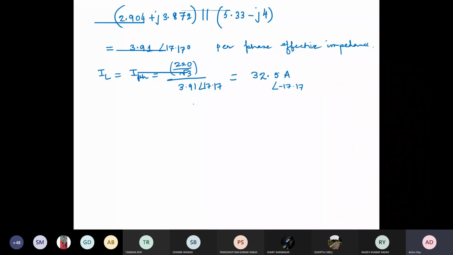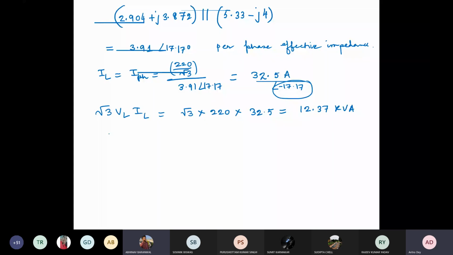Okay, so that you get. So if you know IL, then you can find out total volt ampere, which is equal to root 3 into VL into IL. So root 3 into 220 into 32.5. If you calculate that, that will come out to be 12.37 kVA. Okay, so once you get this, this is your total volt ampere.